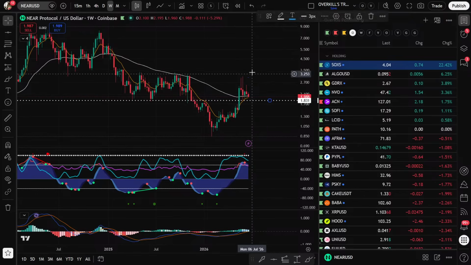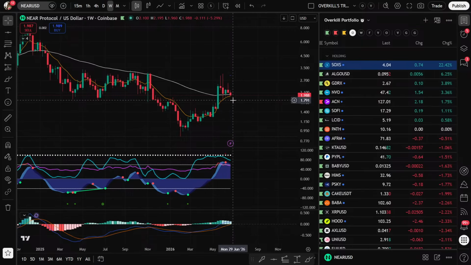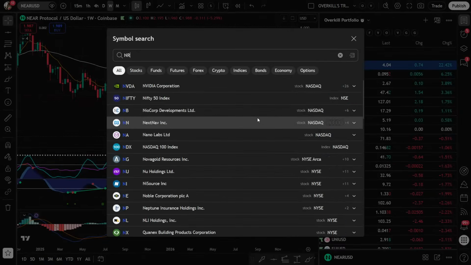Next, I got a stop loss on this one at 180. That's just the low from right here in June. You just want to see it hold 180. I put a stop loss right there. NRG.